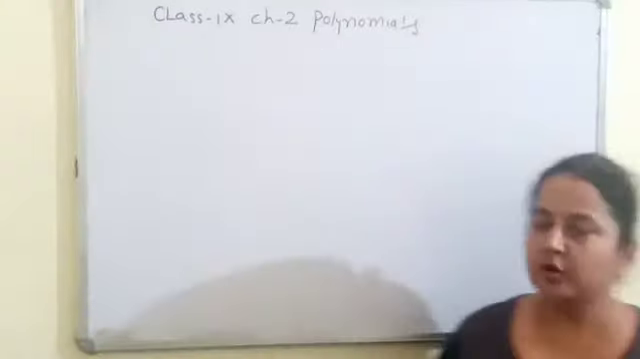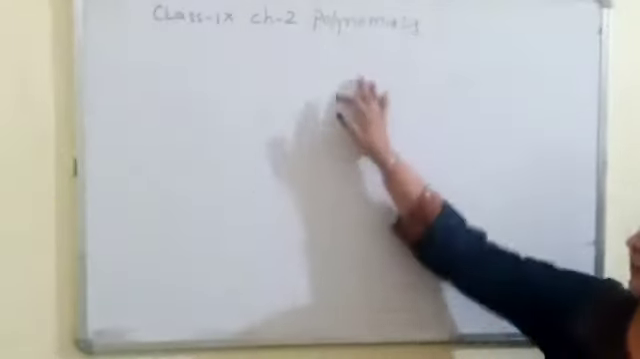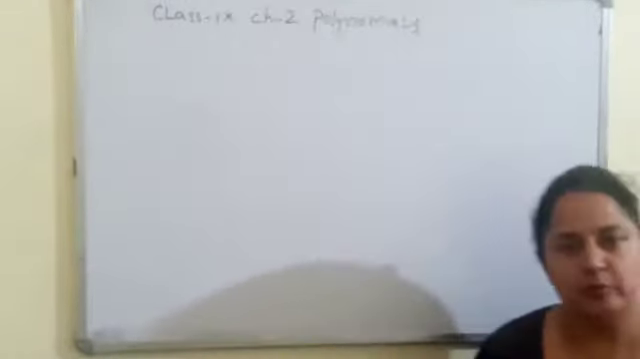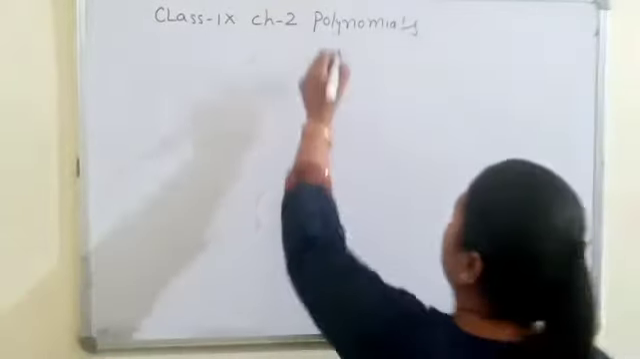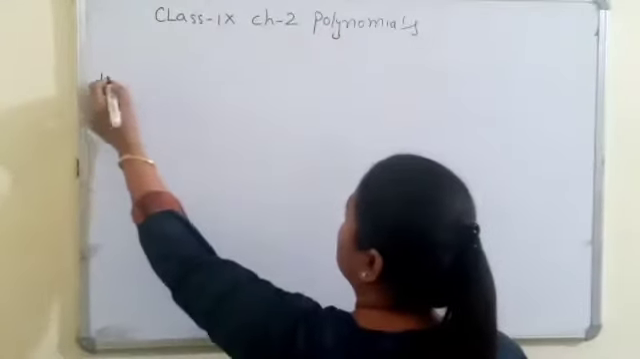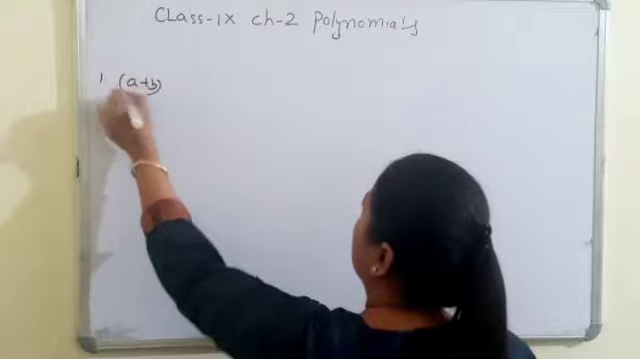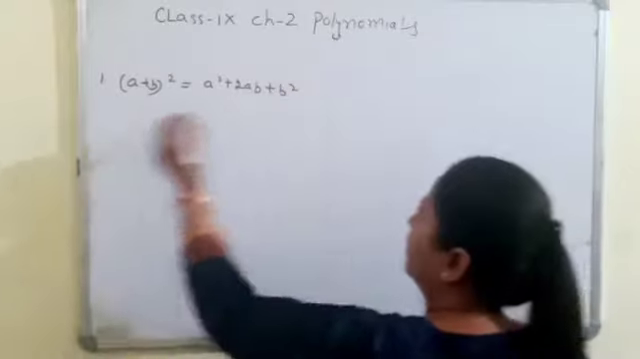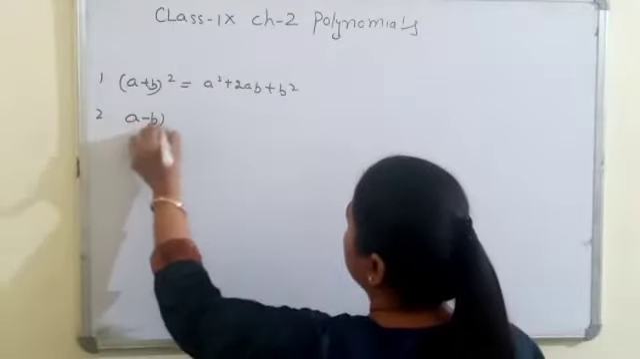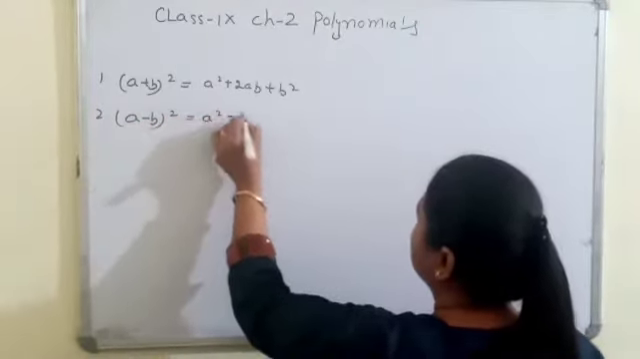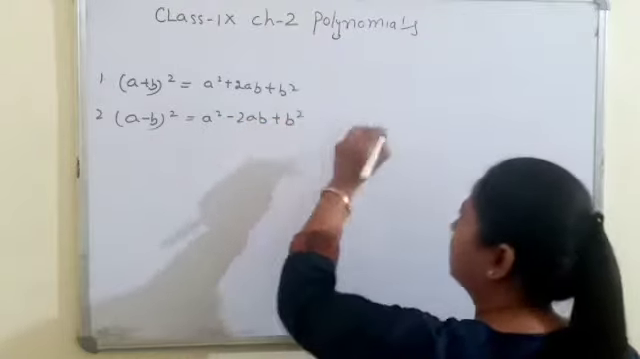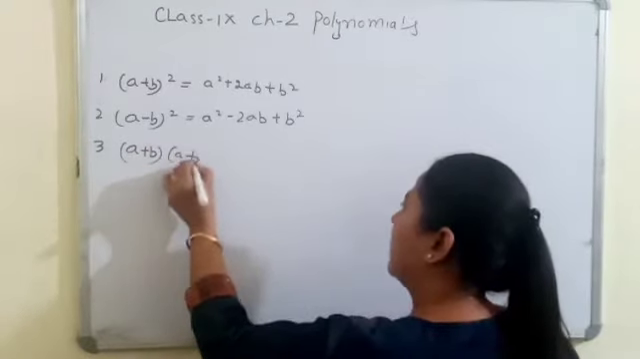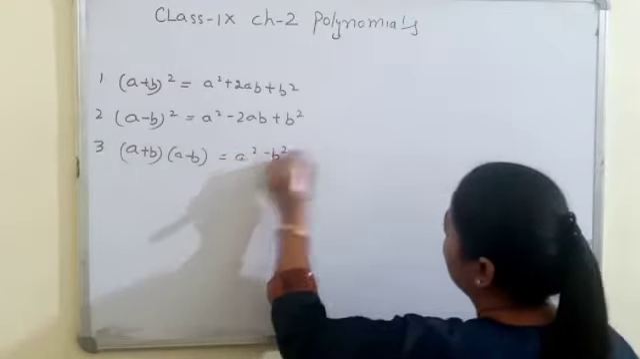Welcome everyone. Today I am going to explain the algebraic identities of chapter 2, polynomials. With the help of these identities we can do exercise 2.5 easily. So let's do it. First one is (a plus b) whole square is equal to a square plus 2ab plus b square. Second is (a minus b) whole square, a square minus 2ab plus b square. Third is (a plus b) into (a minus b) is equal to a square minus b square.